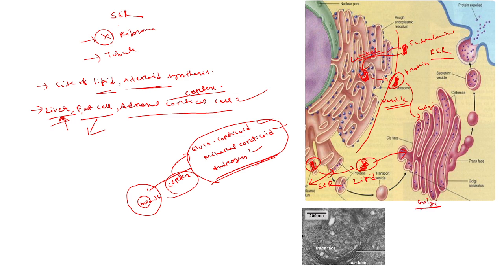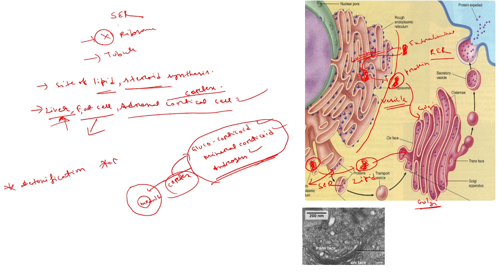So what is the function of rough endoplasmic reticulum and smooth endoplasmic reticulum? Rough endoplasmic reticulum's function is the production of protein, and after that it forms the vesicle and transports to the Golgi. Smooth endoplasmic reticulum synthesizes lipid and steroid, and then it forms a vesicle-like structure and is transported to the Golgi again. Another main function of the smooth endoplasmic reticulum is that it helps in detoxification.